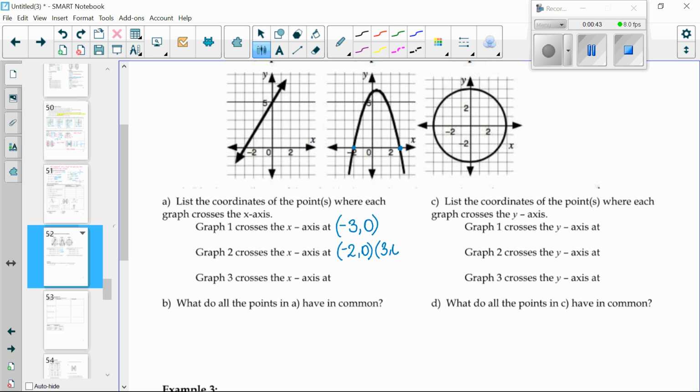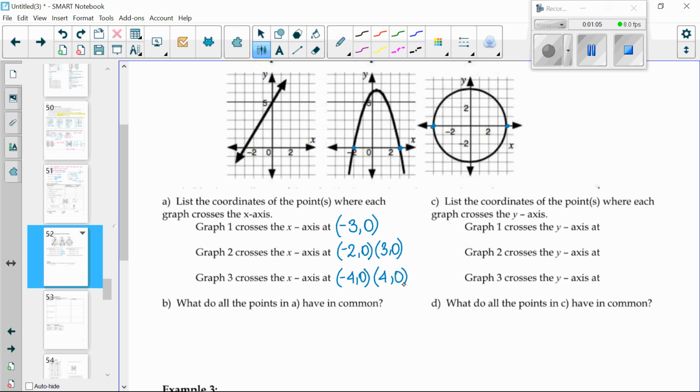and 3 and 0. And then graph 3 crosses at -4 and +4. So again, it's going to have two intercepts. So -4 and 0, 4 and 0. List the coordinates of the points where each graph crosses the y-axis.